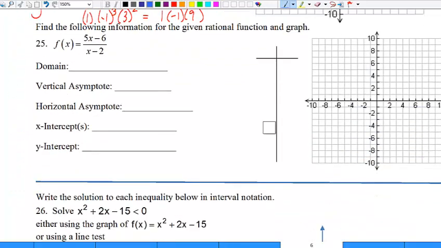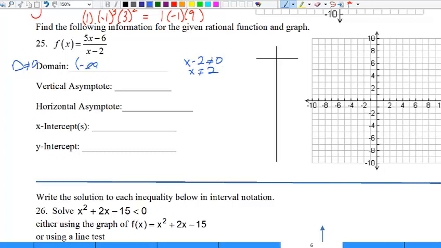So for this problem, it says find the following information for the given rational function and graph. So the first thing I'm asking for is domain. To find the domain, we set the denominator not equal to 0, so I have x minus 2 not equal to 0. So then I'm going to solve by adding 2 to both sides, and x cannot be equal to 2. Now that's not what we're going to write on the line of domain.